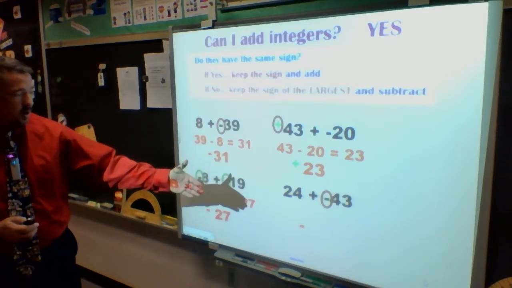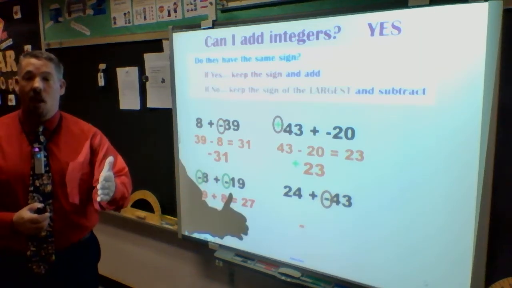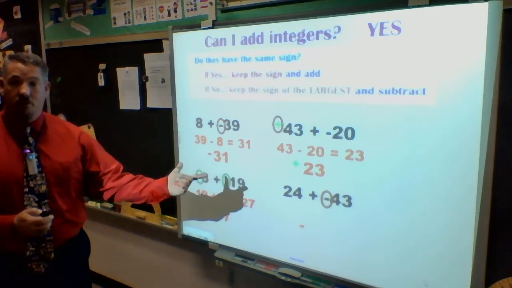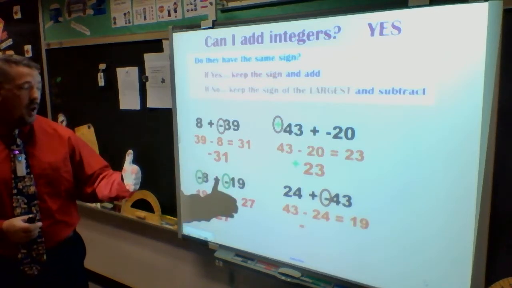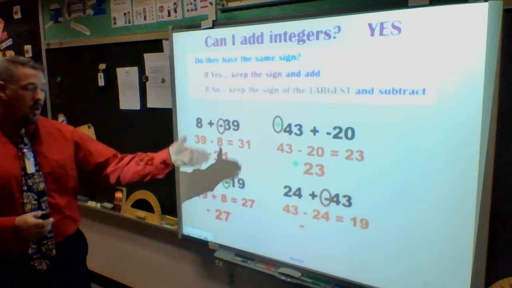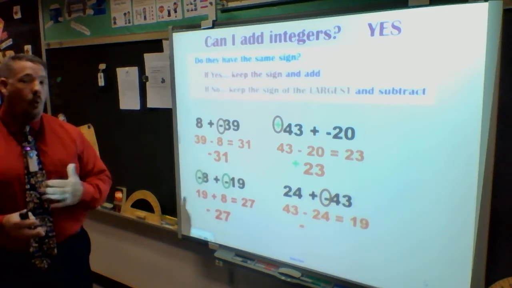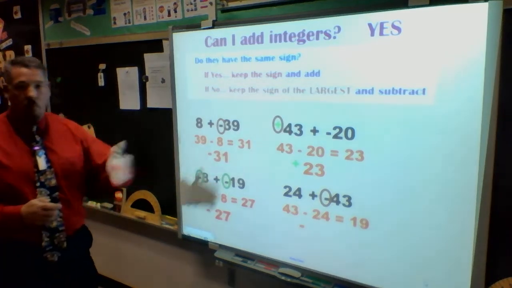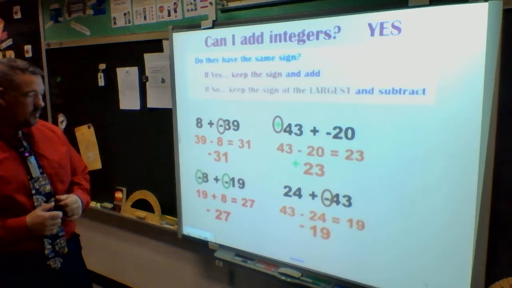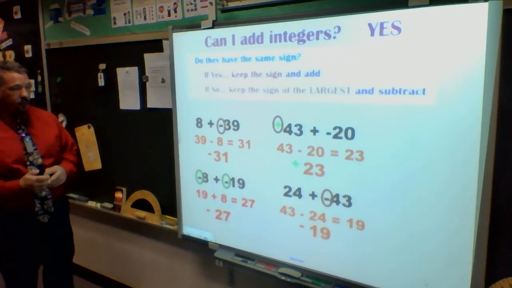So 24 and 43, which one would have to be listed first in my subtraction problem? I have to list the 43, right? So 43 minus 24. You can stack them, show that you're going to borrow, and 3 becomes 13, and then I end up with 9. Or I type it in my handy dandy calculator, 43 minus 24, it's going to be equal to 19. So I know my answer is a negative 19 because I kept the sign of the largest number.